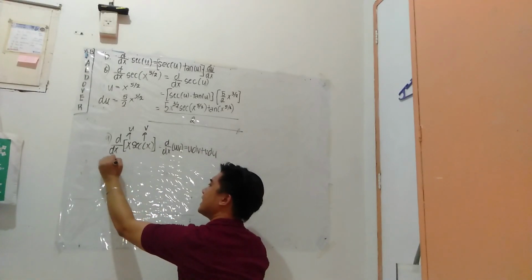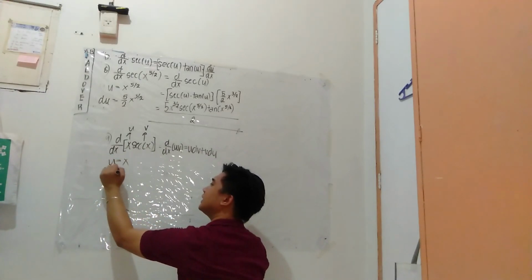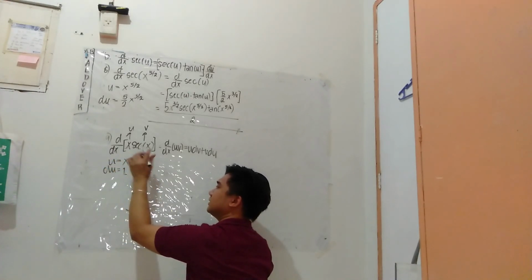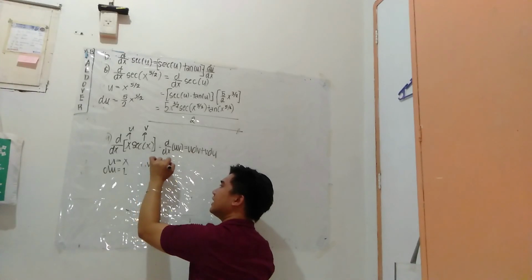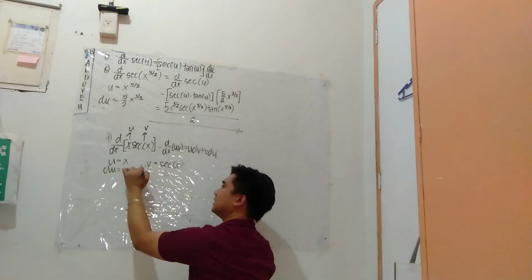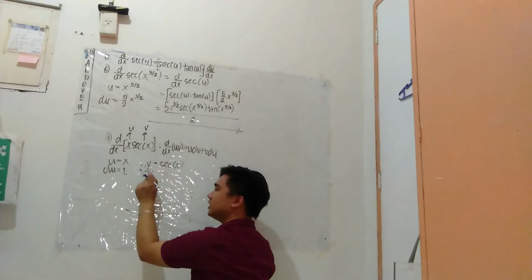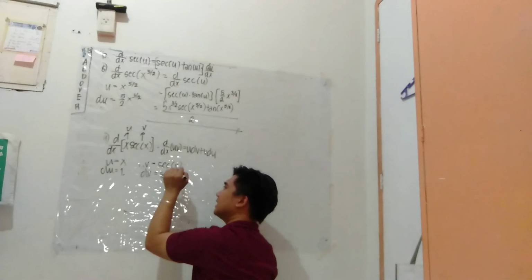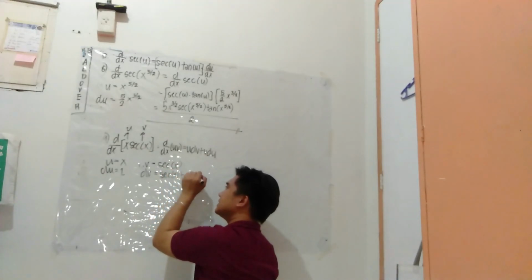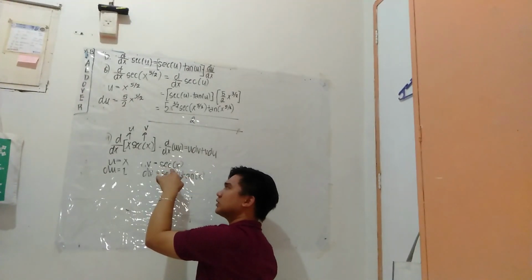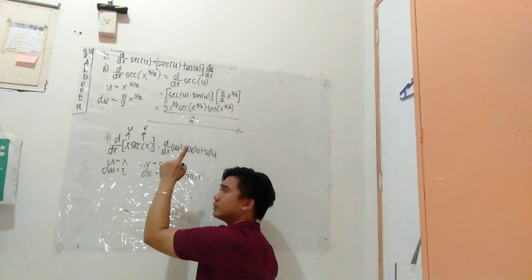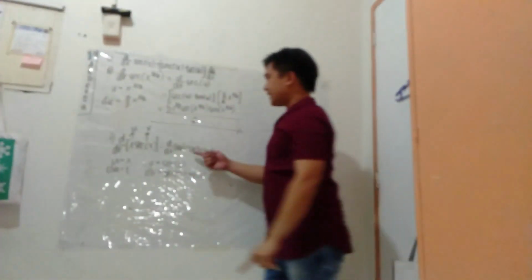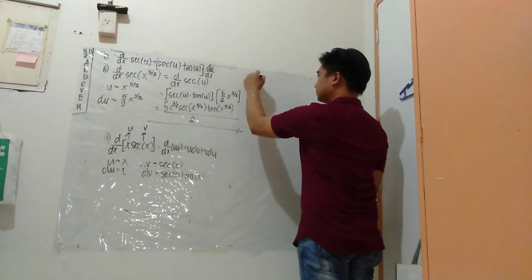So, yung u ko ay x. Ang du or derivative ng x ay simply 1. Next, ang v ko ay secant of x. At ang derivative ng secant of x or yung dv natin is sec x tan x times derivative of u with respect to x. Derivative ng x, 1 lang po. Hindi ko na ilagay kasi 1 lang naman po yun. And then, gawin na natin to.